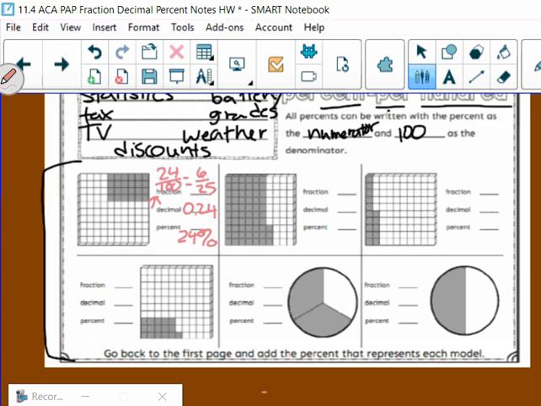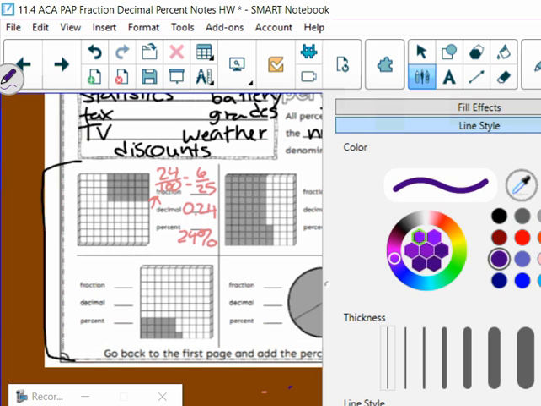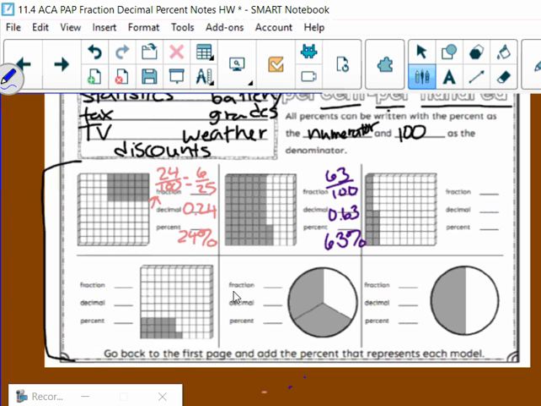For the next one, right next to it, Lily, what did you get? 63 over 100. The decimal I got 0.63. Wow, look at that connection. And then for the percent I got 63%. Great. Okay. For the next one, Kinsey. I got 15 over 100. 15 over 100. I got 0.15.